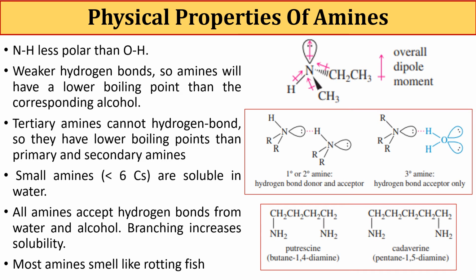Therefore, amines tend to be soluble in alcohol, and the lower molecular weight amines up to about 4 carbon atoms are relatively soluble in water. Perhaps the most obvious property of amines is their characteristic odor of rotting fish. Some of the diamines are particularly pungent. Two examples of those pungent diamines include putrescine and cadaverine.